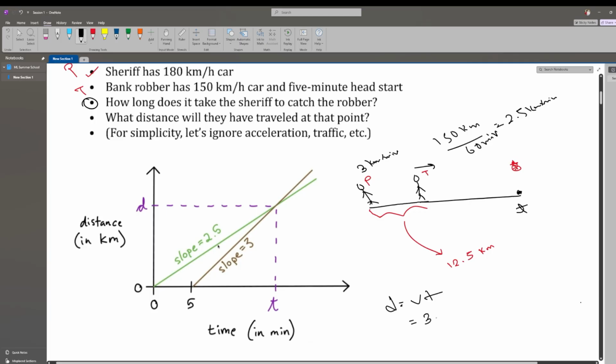So d equal vt, so the v should be what, 3 into t, right? 3 kilometer per minute into t. We are just ignoring the kilometer, obviously 3t. And for the thief, the distance should obviously include 12.5 here, and then the speed and t, which is 2.5t. Great.